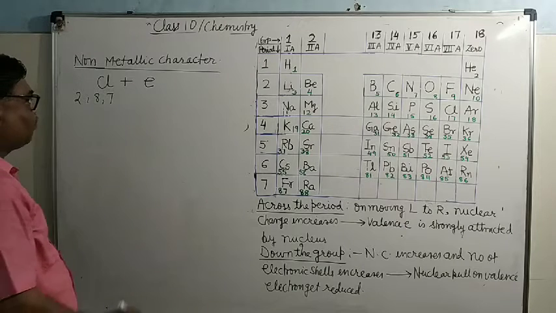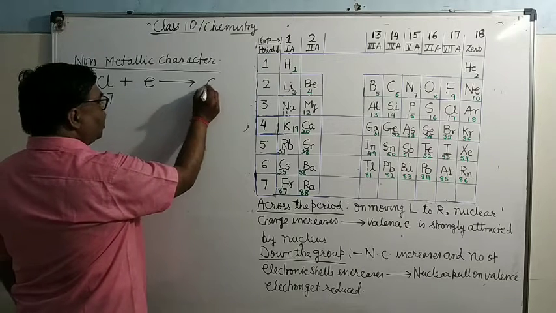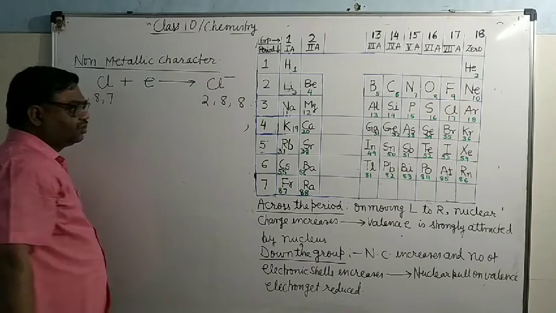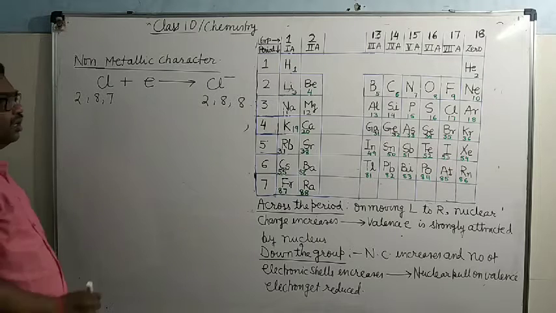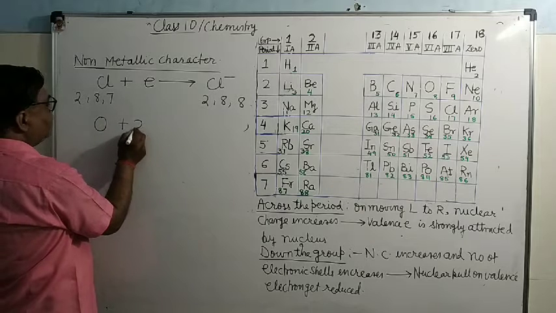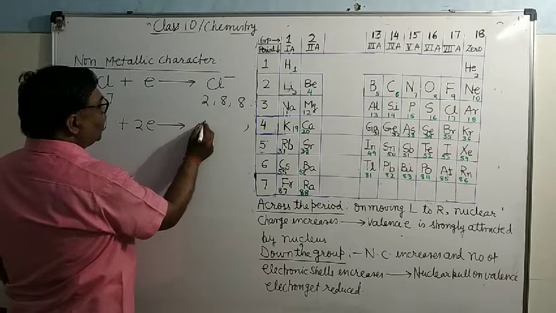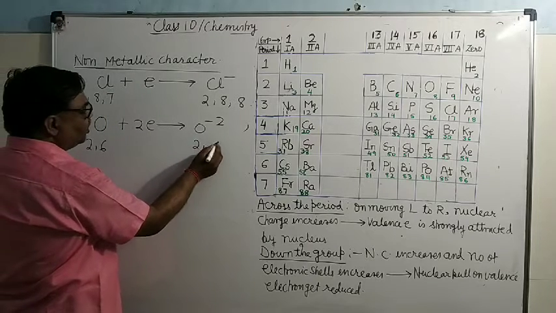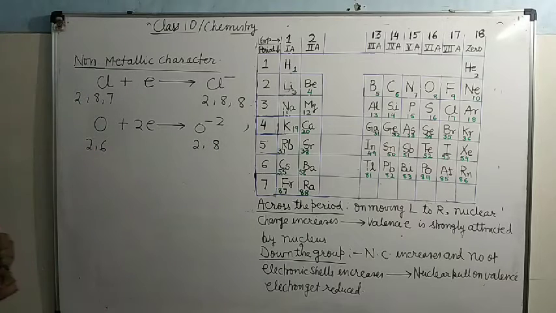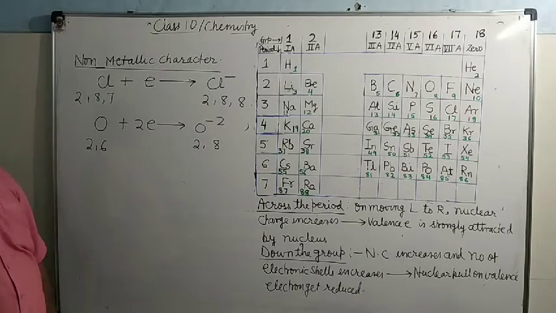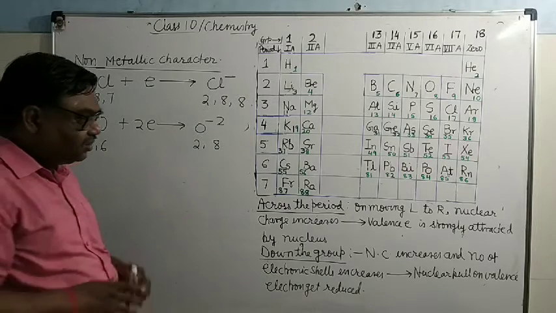When it gains the electron, what will happen? It will achieve the octet structure in the valence cell, 2, 8, 8. It's clear? 2, 8, 8. So for example, oxygen, when it gains 2 electrons, what will happen? O2-. It's clear? Its electronic configuration is 2, 6. Here it is 2, 8. Means in this way it will make an anion, and that anion is having the stable electronic configuration in the valence cell.